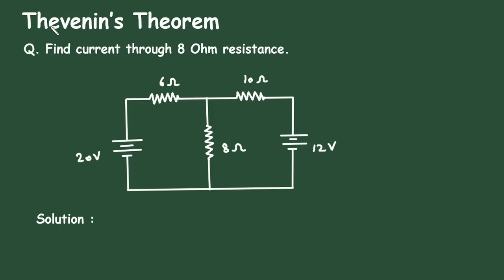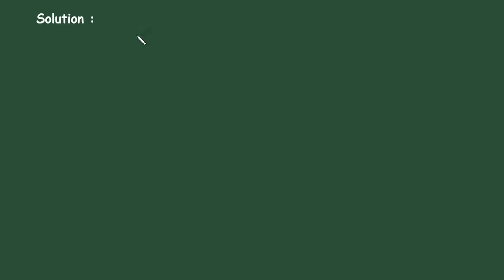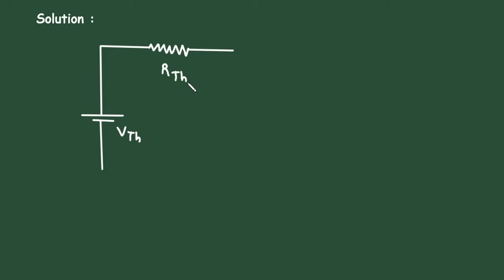Thevenin's theorem. Question: Find current through 8 ohm resistance by using Thevenin's theorem. Solution: First of all, we will see what is Thevenin's theorem. Thevenin's theorem states that a linear two-terminal circuit can be replaced by an equivalent circuit consisting of a voltage source VTH in series with a resistor RTH, where VTH is the open circuit voltage at the terminals and RTH is the equivalent resistance at the terminals when all the independent sources are turned off.